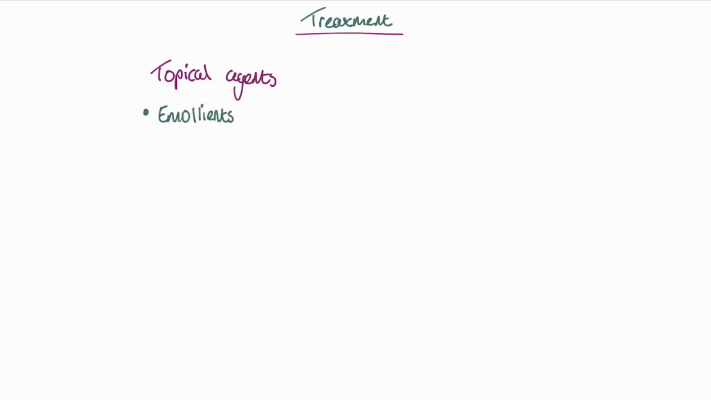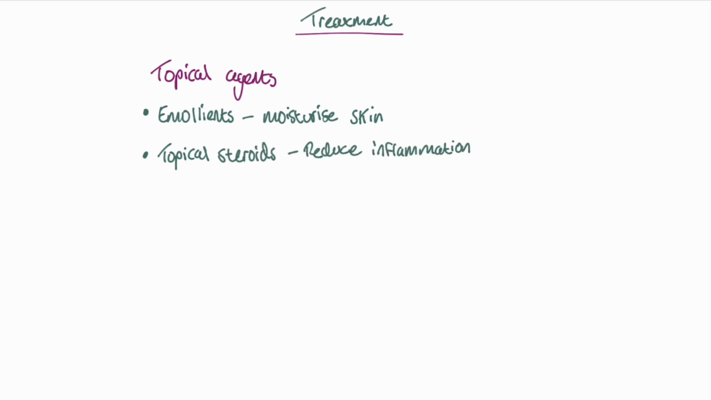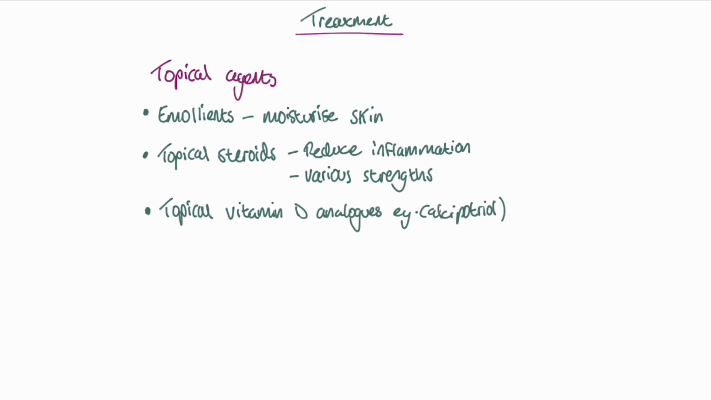Emollients are moisturizing agents that help reduce itching and remove scaling. Topical steroids have an anti-inflammatory effect and may be used for limited courses. A wide range of different strengths of steroids are available, and the correct form must be chosen depending on the site and severity of the disease. Topical vitamin D analogues such as calcipotriol work by dampening down the immune response as well as reducing the growth of skin cells, therefore reducing plaque formation.